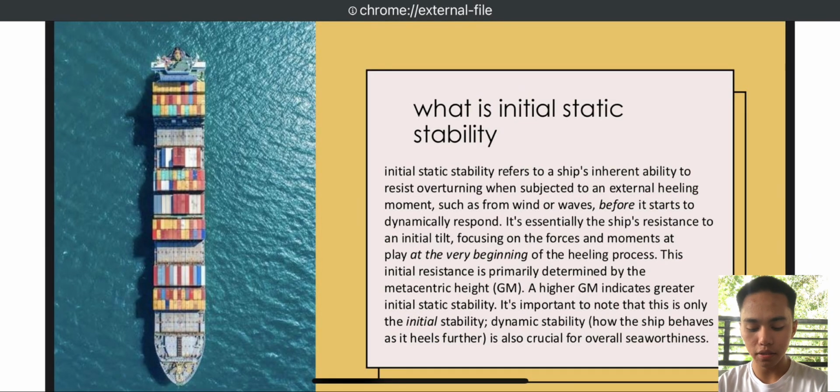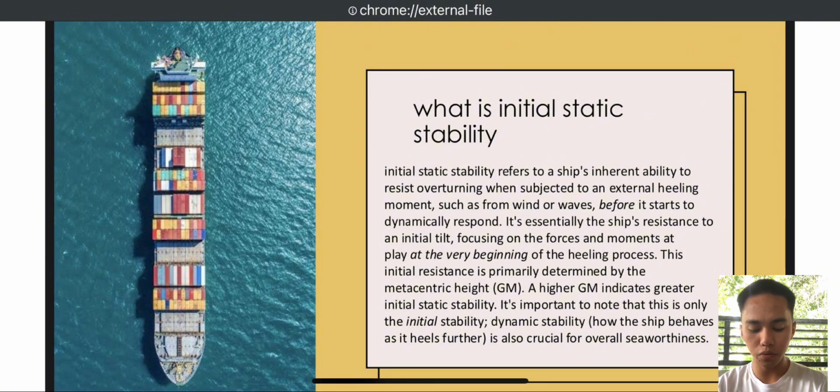What is initial static stability? Initial static stability refers to a ship's inherent ability to resist overturning when subjected to an external heeling moment, such as from wind or waves, before it starts to dynamically respond. It is essentially the ship's resistance to initial tilt, focusing on the forces and moments at play at the very beginning of the heeling process. This initial resistance is primarily determined by the metacentric height, GM. A higher GM indicates greater initial static stability.